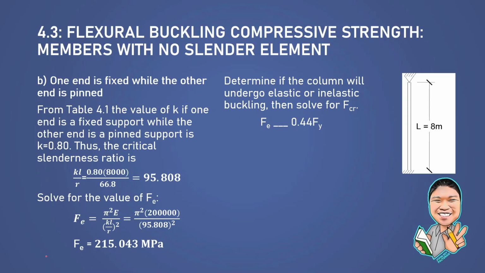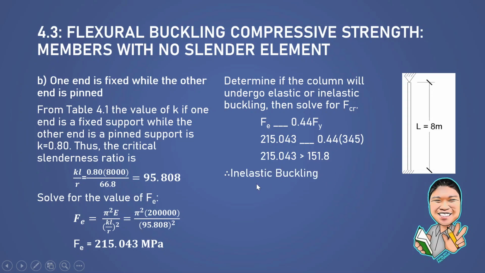Ito ulit siya. And katulad nung nasa lecture natin, kapag greater than or equal, ibig sabihin inelastic buckling. Kapag less than, that is elastic buckling. So, therefore, yung Fe natin is 215.043. Yung Fy is 345. Finally, na-figure out natin na yung Fe pa rin natin is greater than 151.8. Ibig sabihin po, the column will undergo inelastic buckling. So, kung ano yung formula natin kanina, yun pa din ang gagamitin natin ngayon to compute for Fcr.